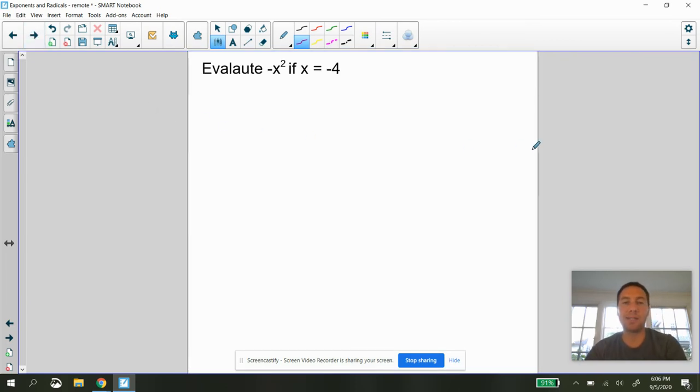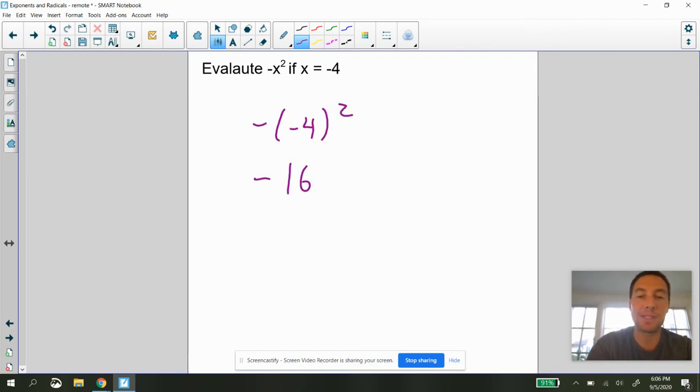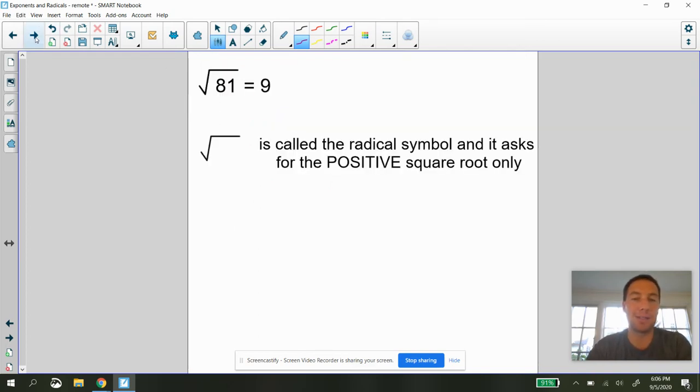All right, so try this one. Pause it if you want. All right, I'm back. It's going to be negative 4 squared. That part's going to be positive 16. And look, we're done because that negative sign was out front. Negative 4 times negative 4 is 16. And then throw that negative. Boom, negative 16 is your answer.